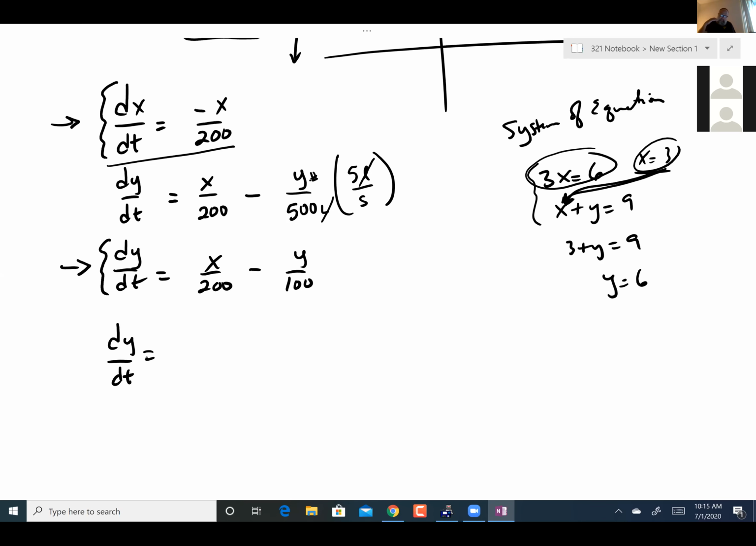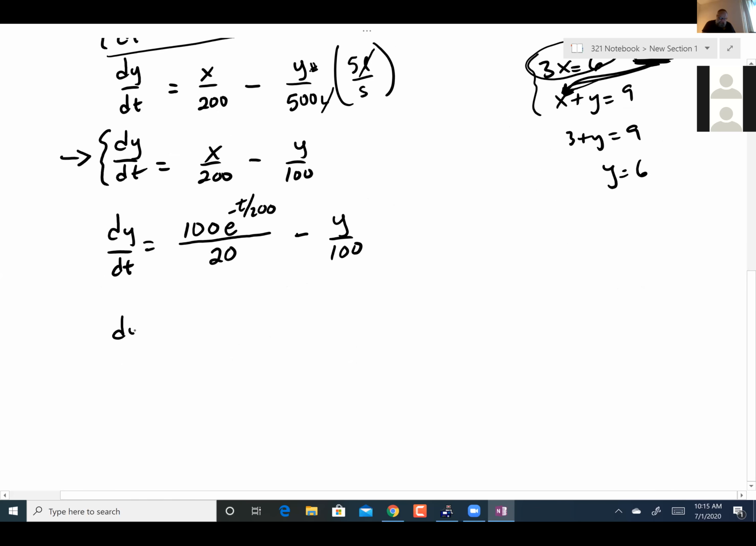Cool. But in this case, that's not true. We know what the answer is. So what is our x? Well, we just said our x a few minutes ago. We solved it was 100 e to the minus t over 200. That was our final answer. We're going to replace x with that. This is, in essence, a substitution problem, just like we did over here. We had x equals 3. We plug it back in. Minus y over 100. And yes, I'm going to clean that up a little bit.